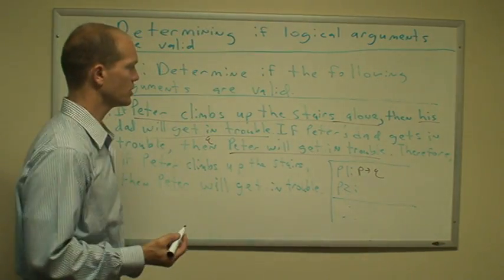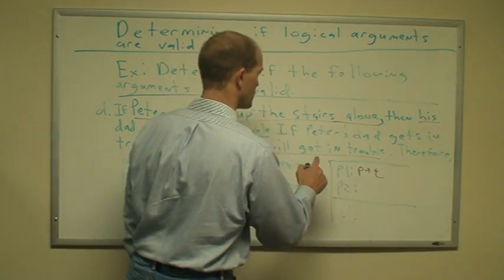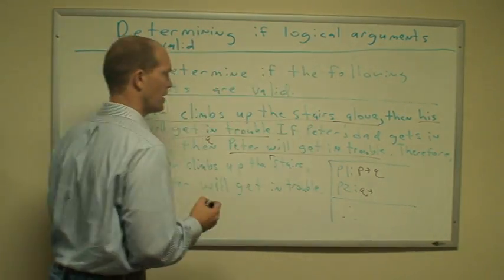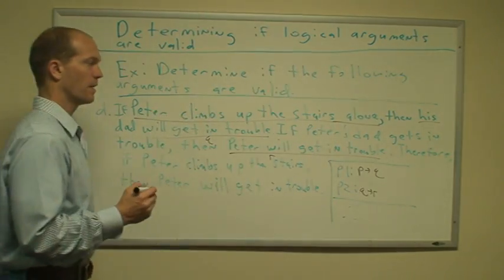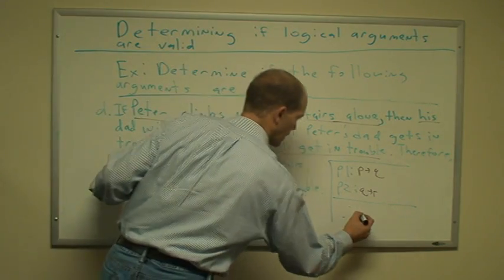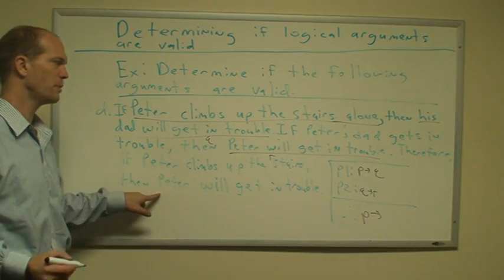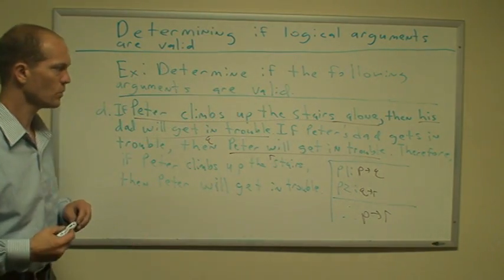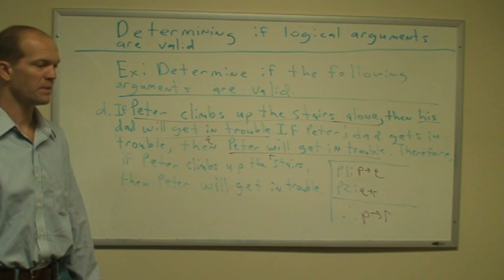This argument actually has 3 different simple statements. We'll call this one R then. And that second premise is: if Peter's dad gets in trouble, if Q, then Peter will get in trouble, R. The conclusion, therefore, if Peter climbs up the stairs, that was P, then Peter will get in trouble. Peter will get in trouble was R, so if P then R. Notice an argument can be made up of any number of simple statements.